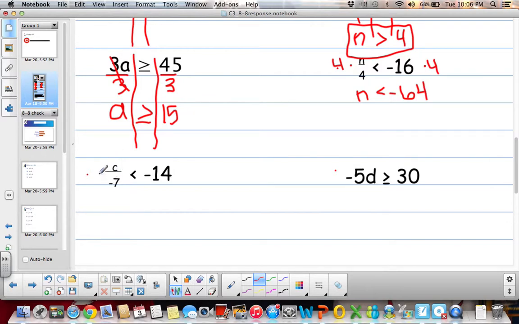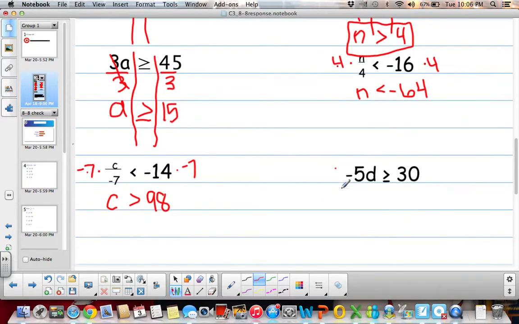C divided by negative 7, this time we're multiplying by negative 7 times negative 7. So that cancels out. So we have C. Because we're multiplying by a negative number, we're going to flip it. And then negative 14 times negative 7 equals 98. So C is greater than 98.